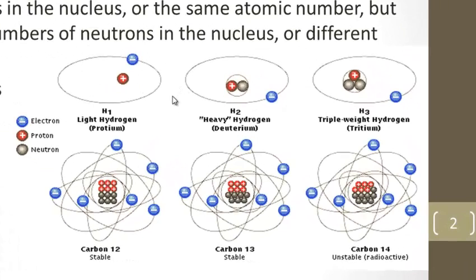Hydrogen has three known isotopes: hydrogen 1, which has one proton only in its nucleus, hydrogen 2, which has one proton and one neutron in its nucleus, and hydrogen 3, which has one proton and two neutrons in its nucleus.